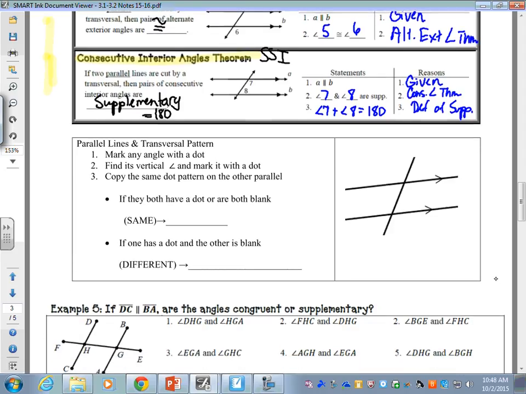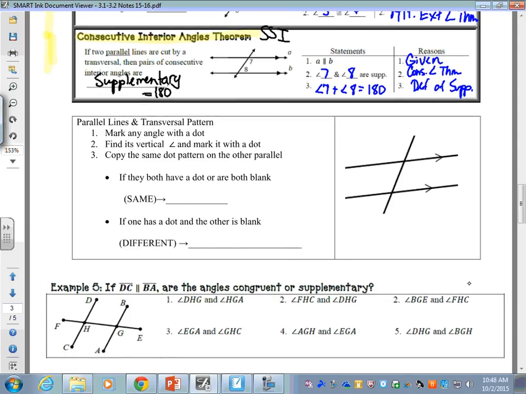Alright, so you see how now they show just the arrows? Okay, so what are they telling us about these lines? They're parallel. And then we have a line cutting through both of them, so it's a transversal. So mark a dot anywhere. I'm going to put this dot on the left side of the transversal. Then find its vertical angle and mark that. So that would be here. And then I can repeat it, right? Because we saw that pattern just on the ones before.